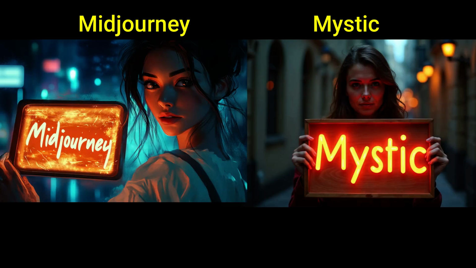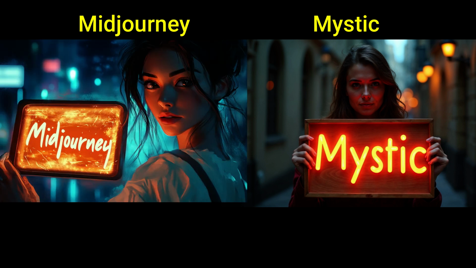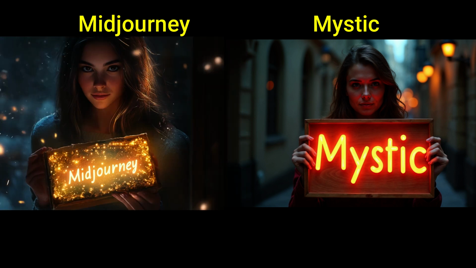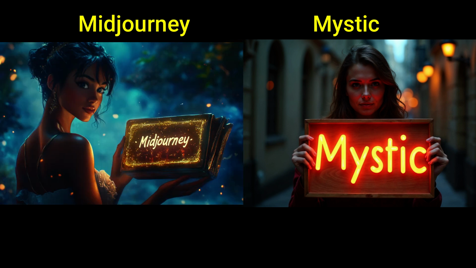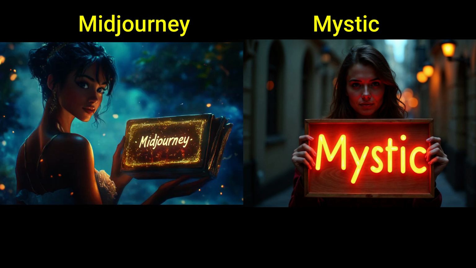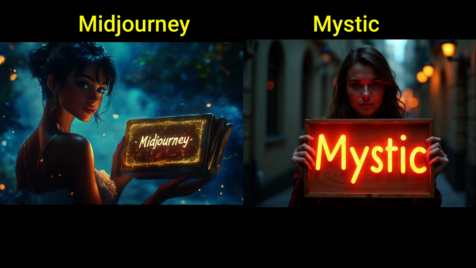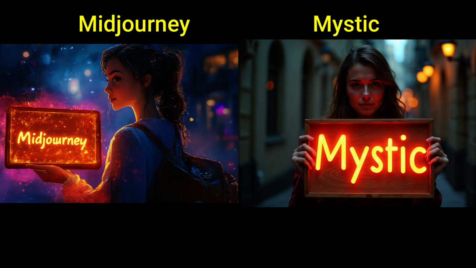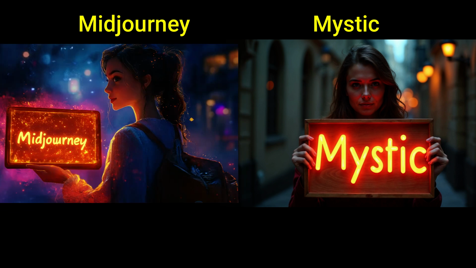When it comes to adding text on images, I tried out this prompt: a beautiful lady holding a glowing sign, and the sign is saying, for Mystic, I said it's saying Mystic. For Midjourney, I said it's saying Midjourney. And as you can see from these images, all the images have got a glowing sign. They have a beautiful lady holding the sign, and the sign is saying on one side Midjourney, and on the other side it's saying Mystic. And both tools generated exactly what the prompt requested.